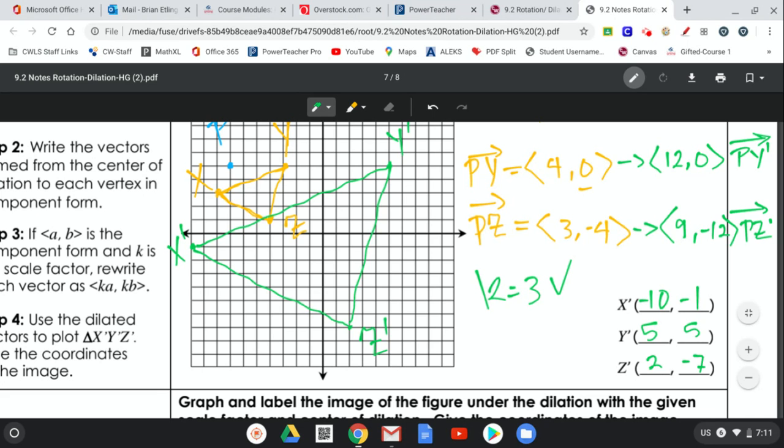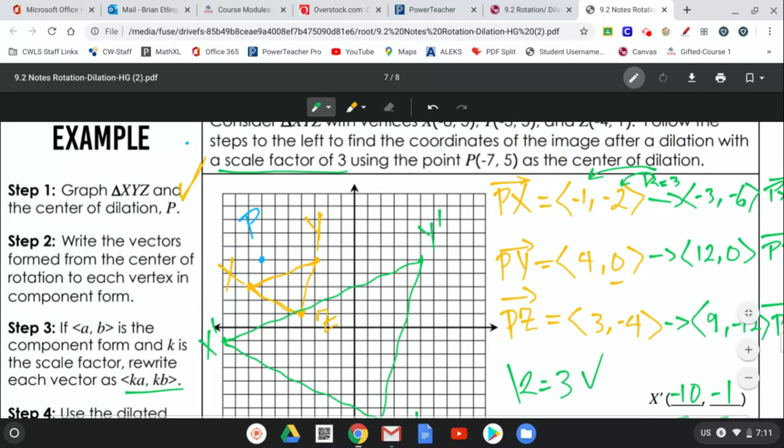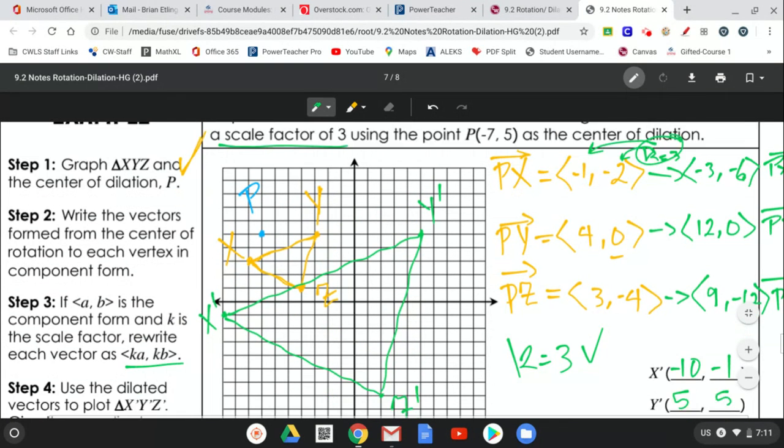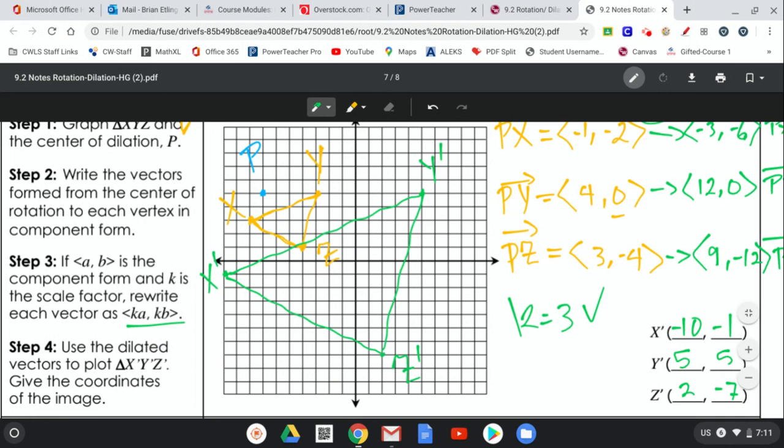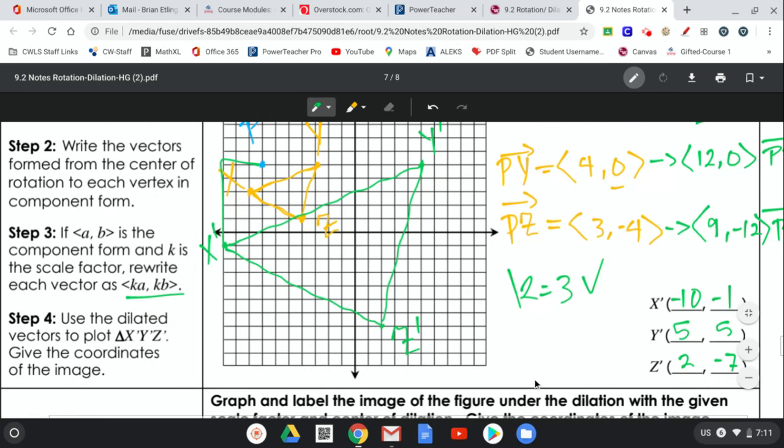All right, so kind of similar again, using the vectors. Doing the same thing, multiplying the scale factor like we did here by each component of the vector, and then figuring out, hey, the new vector is 3, -6. We move 3, -6. Okay, so that stuff is kind of similar to rotations, just applying it to dilations and the dilation rules.